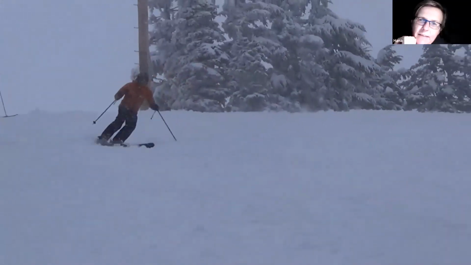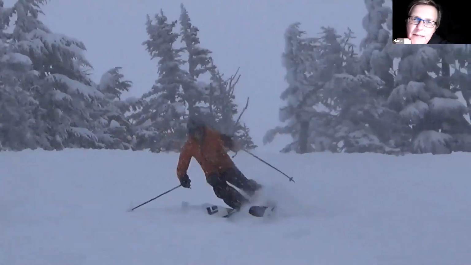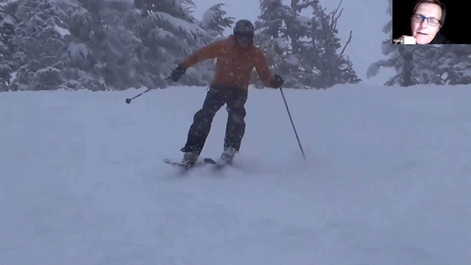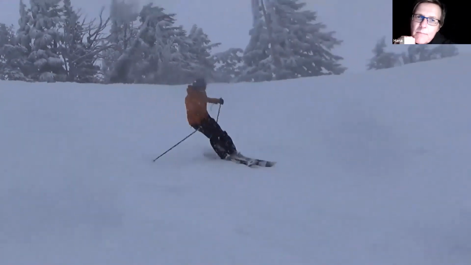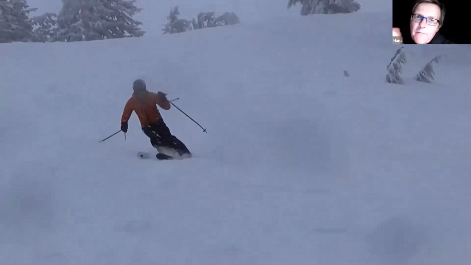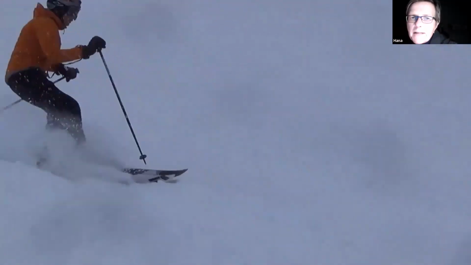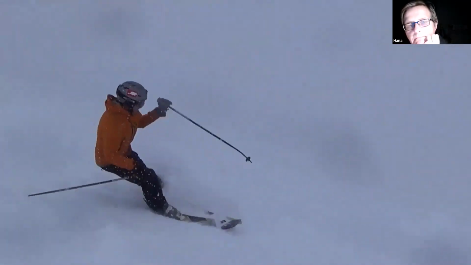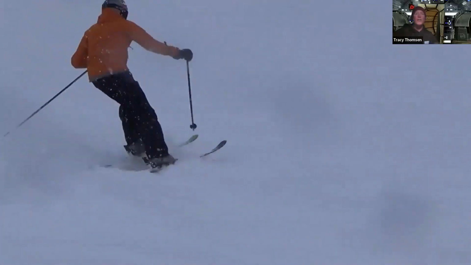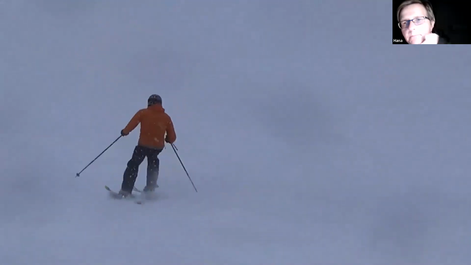I'm observing that in the finishing phase, he seems to be leaning backwards, so he's sitting a lot in his boots backwards instead of propelling forward. So he's behind starting the next turn. So Hannah, yours is pressure along the length of the ski? That's correct, Tracy. Okay, cool.